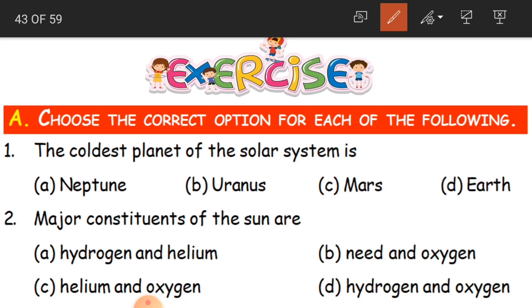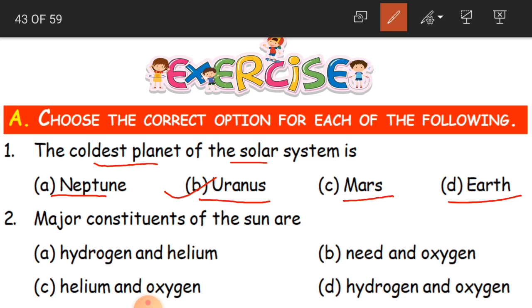The first one is, the coldest planet of the solar system is the coldest planet. We have 8 planets in total. From those 8 planets, which is the coldest planet? Is it Neptune, Uranus, Mars or Earth? And the answer is B children, that is Uranus.